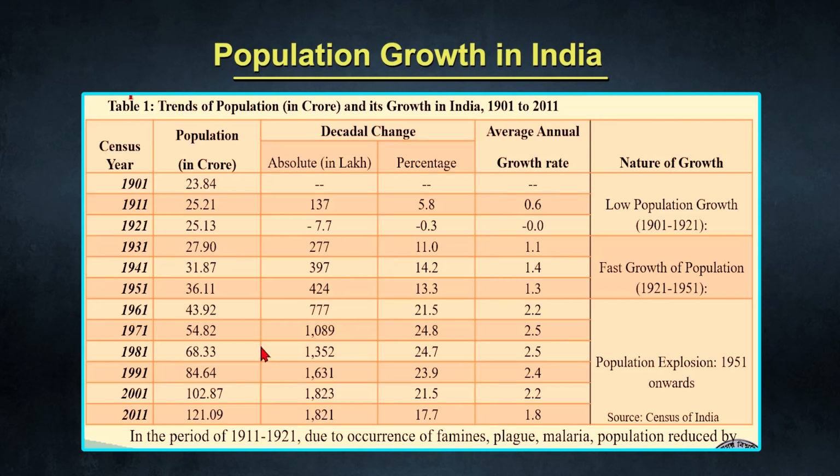But after 1951, the growth rate of population increased to more than 2%. In the year 1961, it is 2.2%. In 1971 and 1981, in these decades, the growth rate of population was 2.5%, and during the entire period, the growth rate of population was more than 2%. Therefore, this incidence of high growth rate of population in our country is treated as the population explosion.